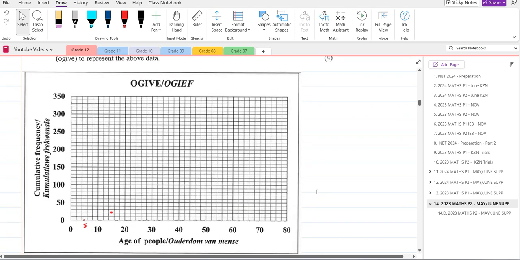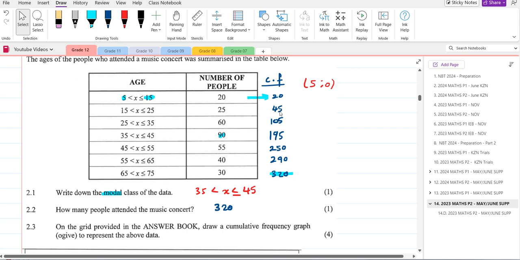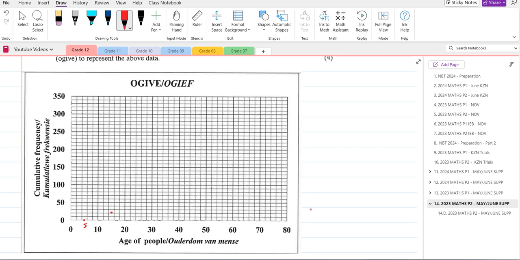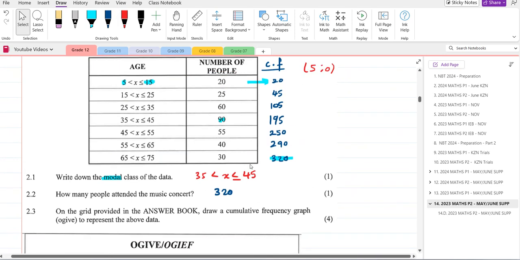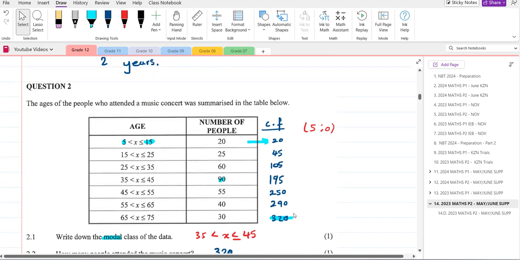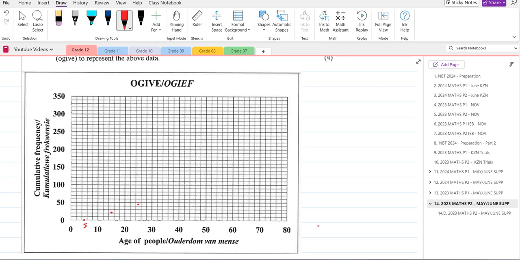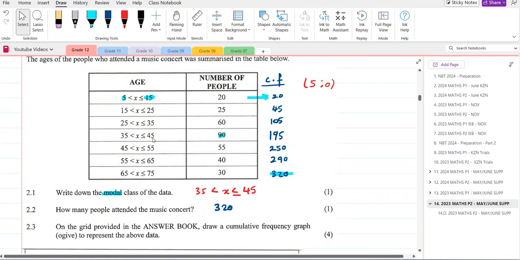25, 45. Upper class boundary is 25 and cumulative frequency is 45. So 25 and 45. 25 is going to be in between here, and 45 is between this and that, exactly in the dead center. Then we have the next point, which is 35 and 105. 35 and 105, exactly in the dead center. Then we have 45 and 195.